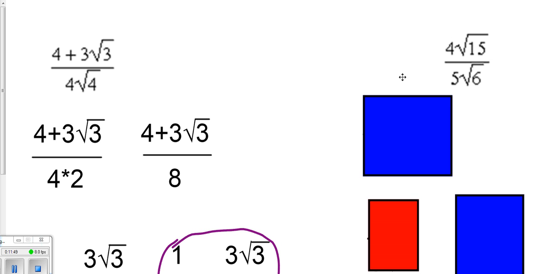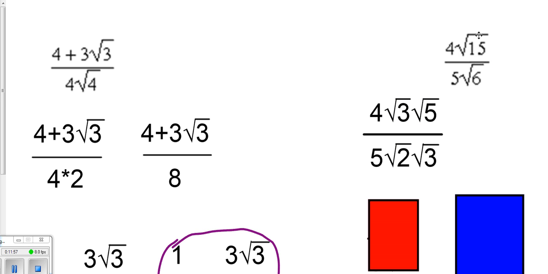Let's look at another one then. We have 4 square roots of 15 all over 5 square roots of 6. Now in this case, root 15 and root 6, neither of those will simplify down. But we can break them each apart into different pieces. 4 times the square root of 3 times the square root of 5, because 15 is 3 times 5. And 5 times the square root of 2 times the square root of 3, because 6 is 2 times 3.